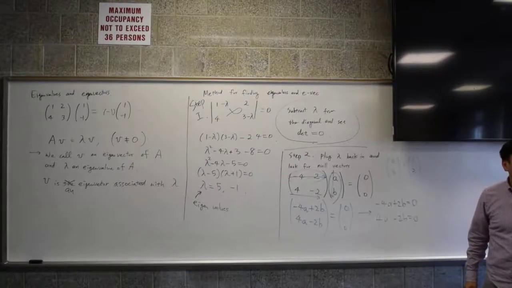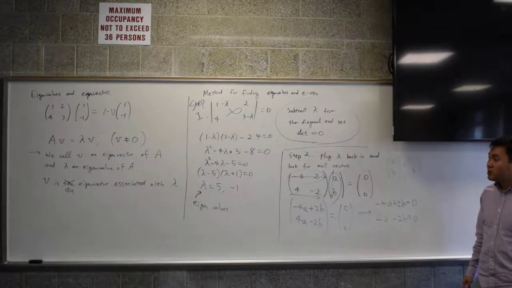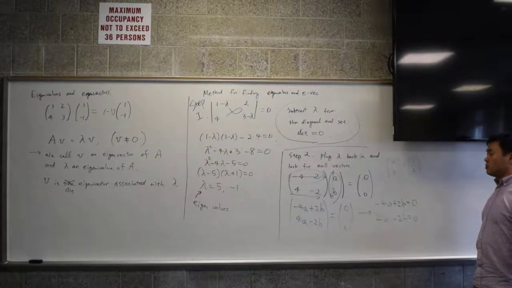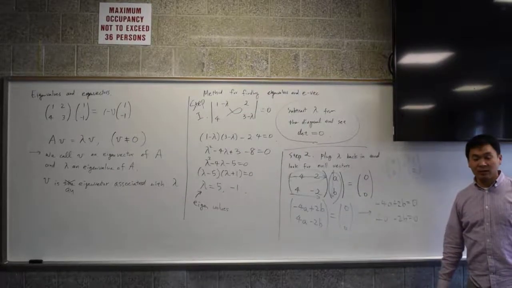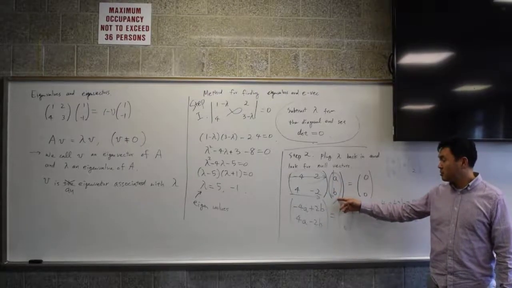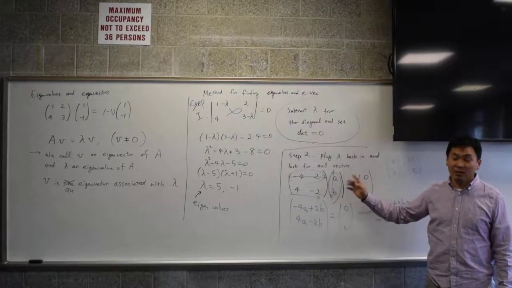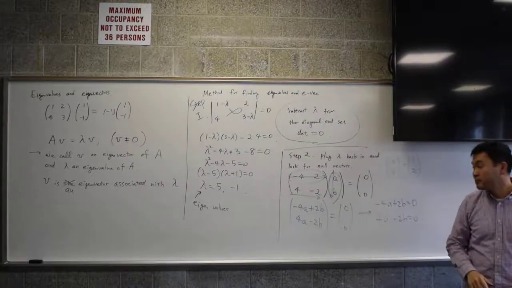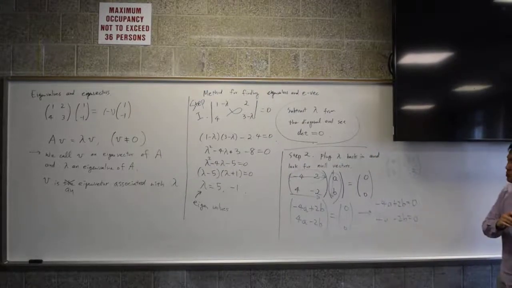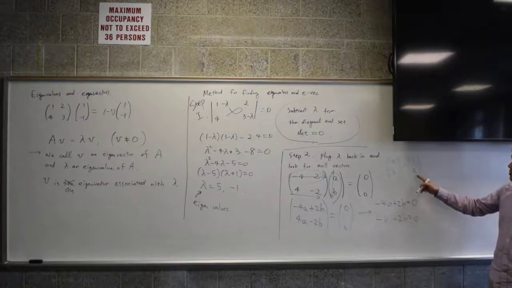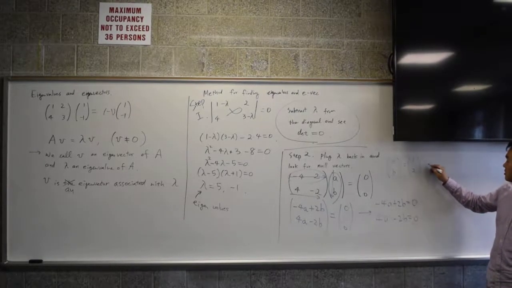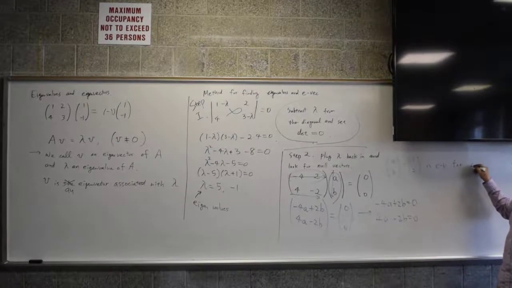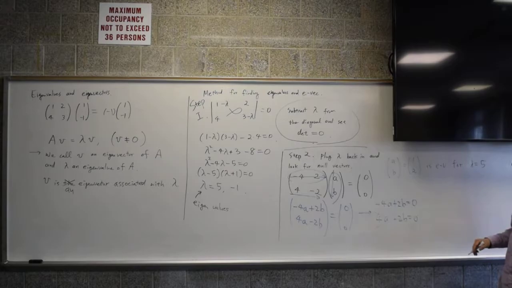Yes? Could 0 be an eigenvalue? 0 could be an eigenvalue, so lambda could be 0. That's okay, but V is not allowed to be 0. Okay, that was a good question. Thank you. All right, so this is the eigenvector for lambda equal to 5.